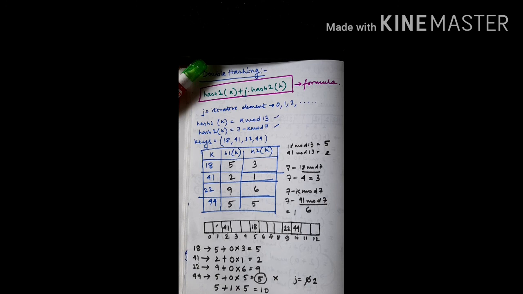But the problem is that it has been seen that this algorithm works efficiently if the value of m is a prime number. So if the value of m is always a prime number, the performance will increase, and if the value of m is not a prime number, the performance will decrease. So the performance of the algorithm is sensitive to the value of m. So this was the only drawback, but as such there is no drawback in double hashing.